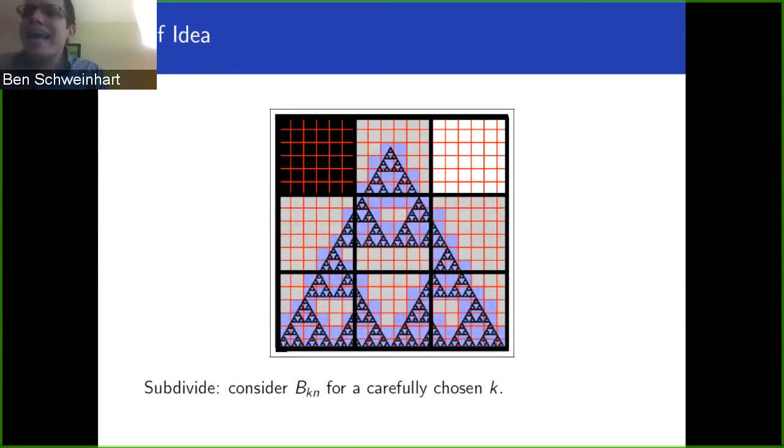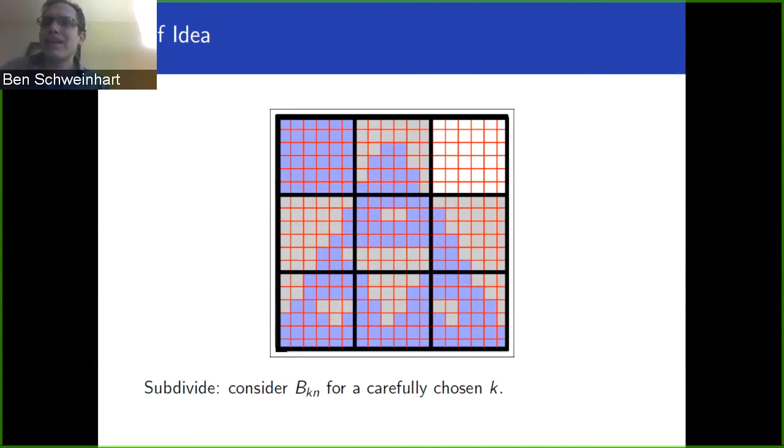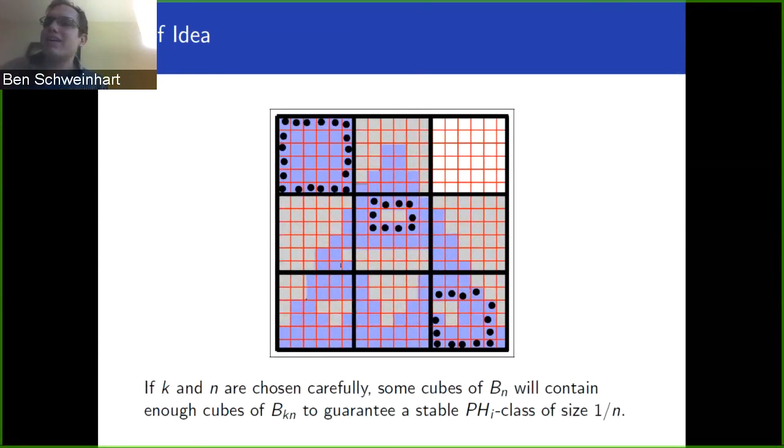So we consider Bkn for a carefully chosen k. You have to be careful about this. That's why I'm not doing the whole proof here, it involves a lot of choosing the right k, choosing the right n. So here we have subdivided each of our cubes into grid mesh 1 over n, and we get a bunch of smaller cubes. So here inside of each gray cube, we get a certain number of purple cubes that correspond to a smaller mesh. And then the idea is that if k and n are chosen carefully, some of the cubes of Bn will contain enough cubes of Bkn to guarantee a stable persistent homology class of size 1 over n.